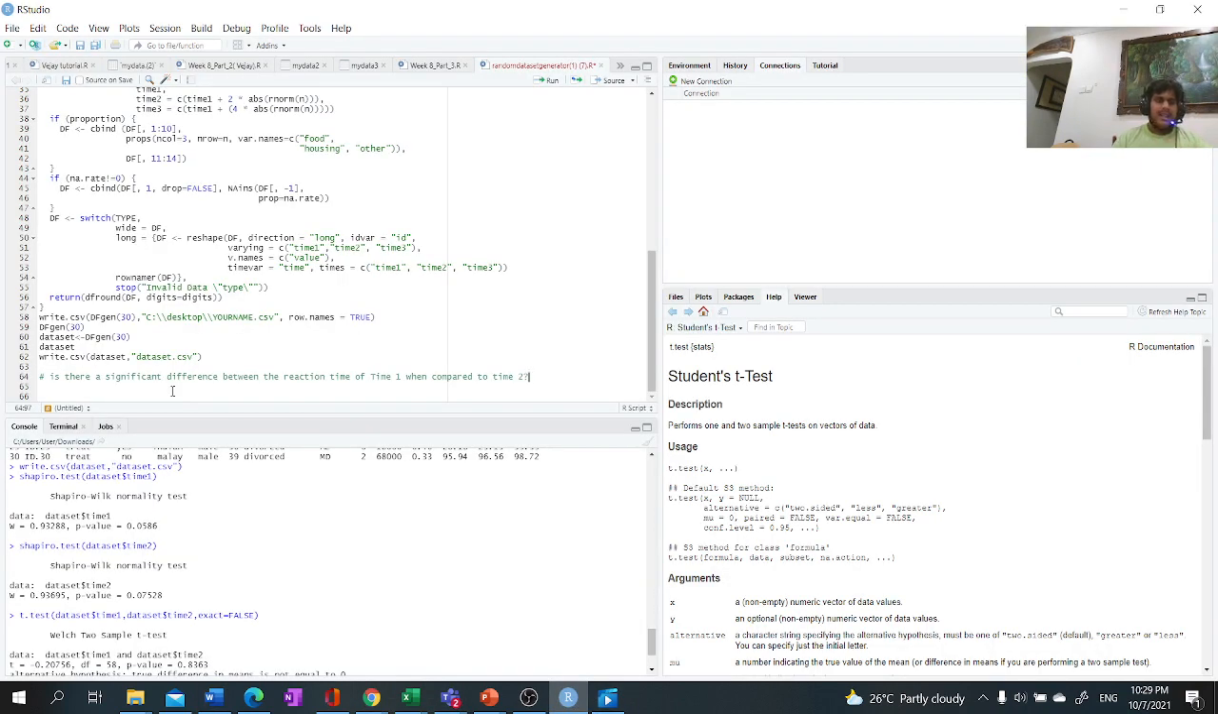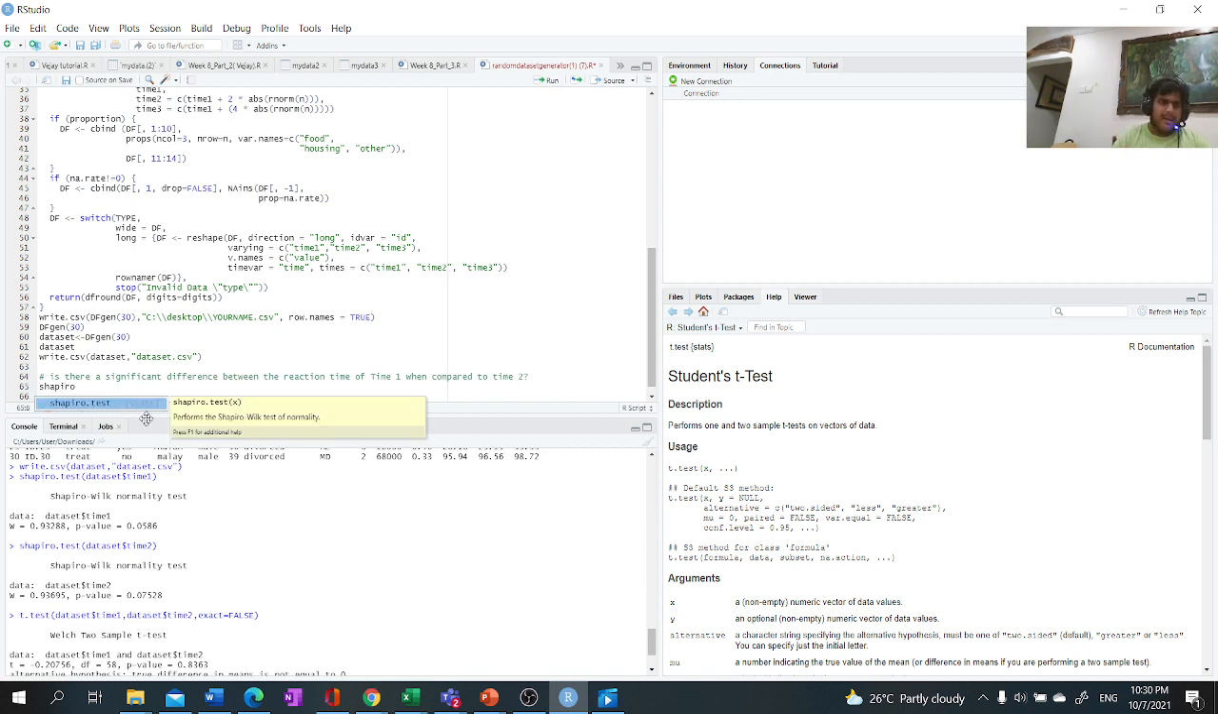So this is my research question. My research question is: is there a significant difference between the reaction time of time 1 when compared to time 2? So the first thing we have to do for this paired t-test is to determine whether the data is normal or not. So we have to use the Shapiro test to identify whether it is normal or not.